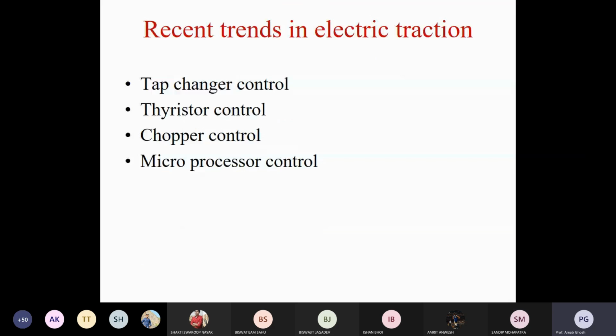Okay, recent trends in electric traction. Recent trends in electric traction. So what are the most important trends? Tap changer control. So what is tap changer control normally in case of a motor? Internal electrifications of the motor coach. There are a few important points.